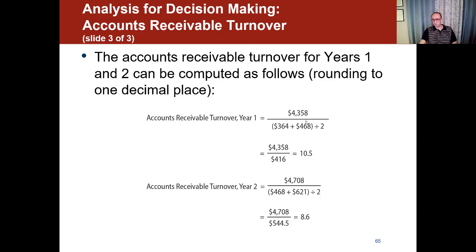So we have the accounts receivable turnover for year 1, which is 43.58, and then we get the average accounts receivable. And by the way, the 43.58 is our sales value. And that will give us 43.58 divided by 416, and that's 10.5 times. For year 2, we do the same thing, but we got a lower value, 8.6.